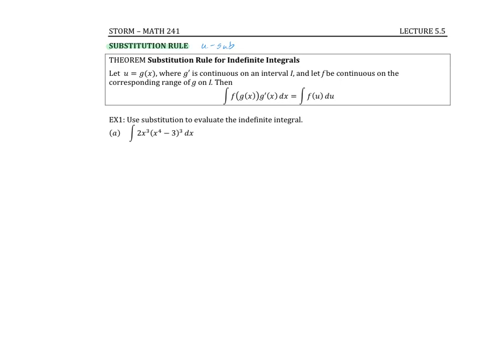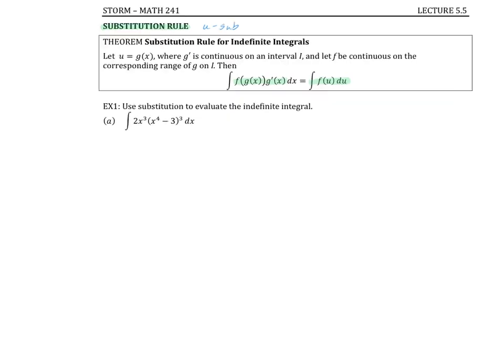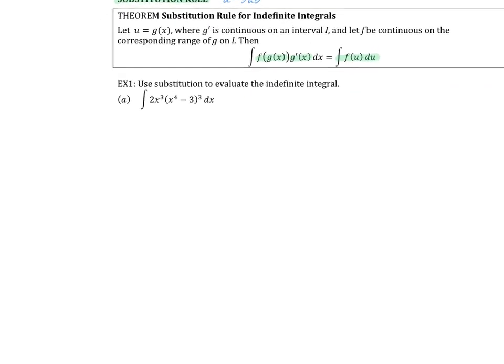But pretty much what you want to do is take a piece of your integral and let one of that be your u, and then the other piece would be the derivative. You'll end up with an integral that's simpler, that looks like a function of u du. Again, that's very difficult to understand when you just look at the theorem. So let's see in example 1a how we would use this.